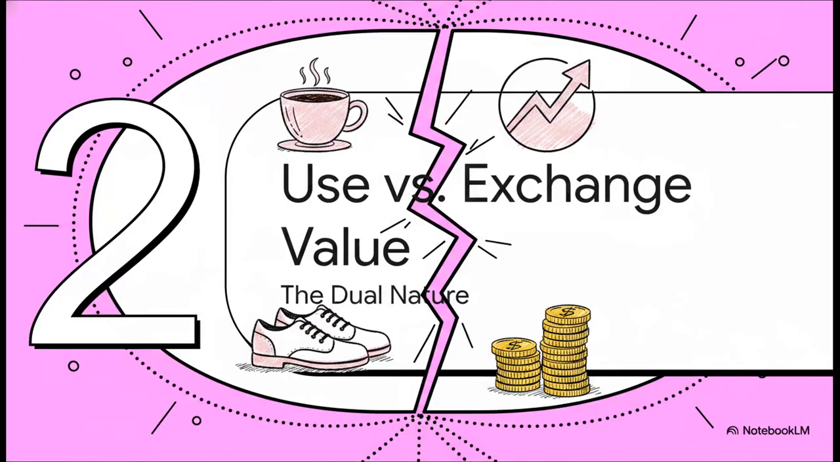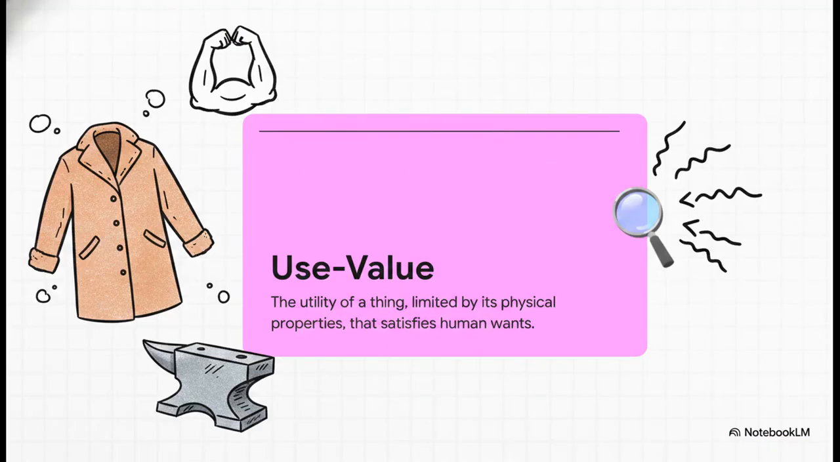Which brings us to part 2, use value versus exchange value. We're splitting this economic cell right down the middle. The first half of this split is what Marx calls use value. Use value is strictly about physical reality and utility. It's the tangible, practical reason you actually want the object in the first place. You know, a coat keeps you warm because of its physical fabric. Iron is useful because it's hard. This property is intimately tied to the physical body of the commodity itself. If you can't use it to satisfy a need or a desire, it simply doesn't have a use value. I mean, you can't wear an abstract concept in a snowstorm, right? You need the physical coat.